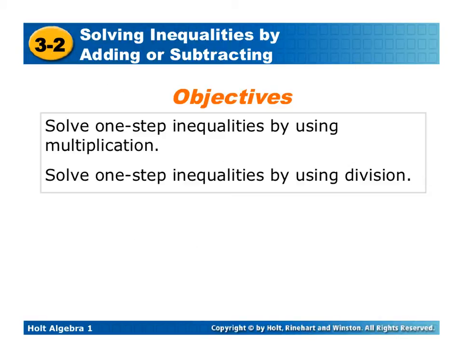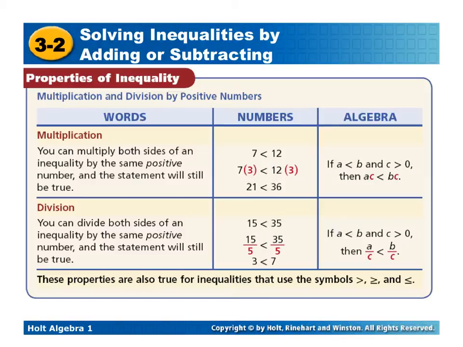Now, just like we did with equations, where we also solved using multiplication and division, we can do this with inequalities as well. Alright, so we have properties of inequality of multiplication and division. So if we multiply both sides of an inequality by the same positive number, notice this is a little bit different than adding and subtracting. The statement will remain true. So here if we multiply both sides by 3 or divide both sides by 5, and once again it works for all inequality symbols.